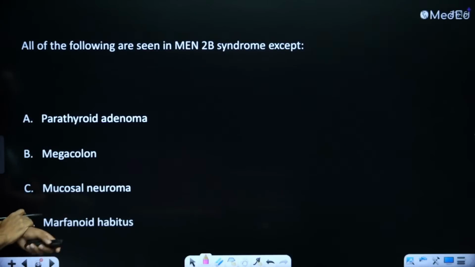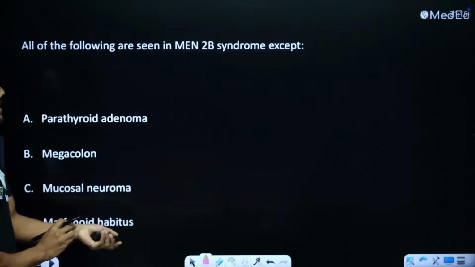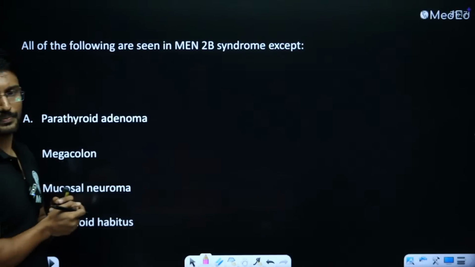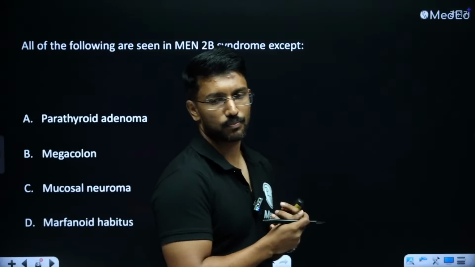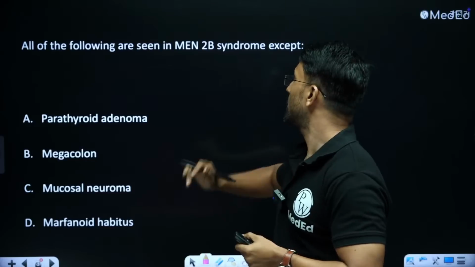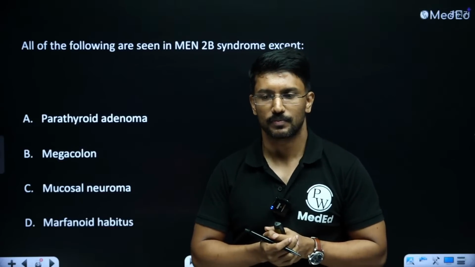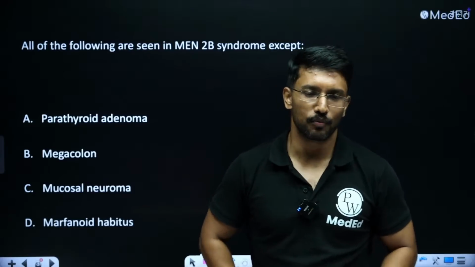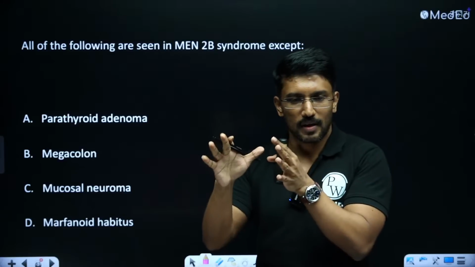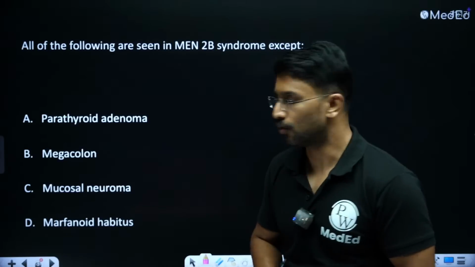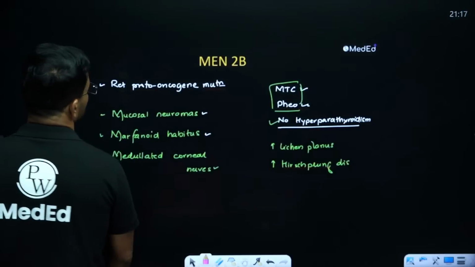Okay. The next question, all of the following are seen in MEN 2B syndrome except parathyroid adenoma, megacolon, mucosal neuroma, marfanoid habitus. What should be the answer? All of them are seen in MEN 2B except. On MEN syndrome, most of the questions come from 2B because apart from the gland involvement, there are extraglandular manifestations that you get in MEN 2B, right? So what are the extraglandular manifestations we get?